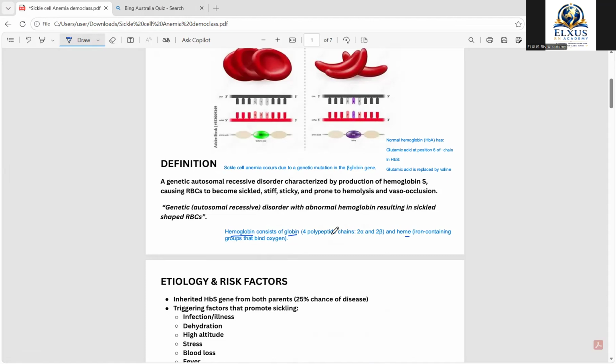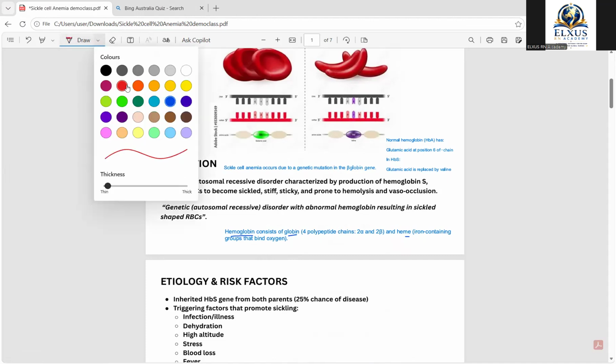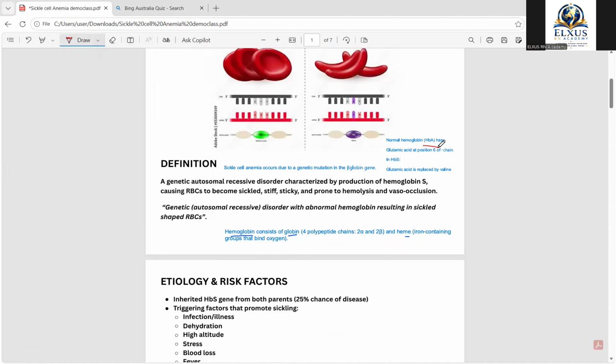Mainly this globin part is needed for the production of hemoglobin. It is the protein or amino acid part which is needed for the production of red blood cells. Normally the normal hemoglobin is HbA. But when the red blood cell becomes sickle shaped, what happens? Hemoglobin A will convert into hemoglobin S.